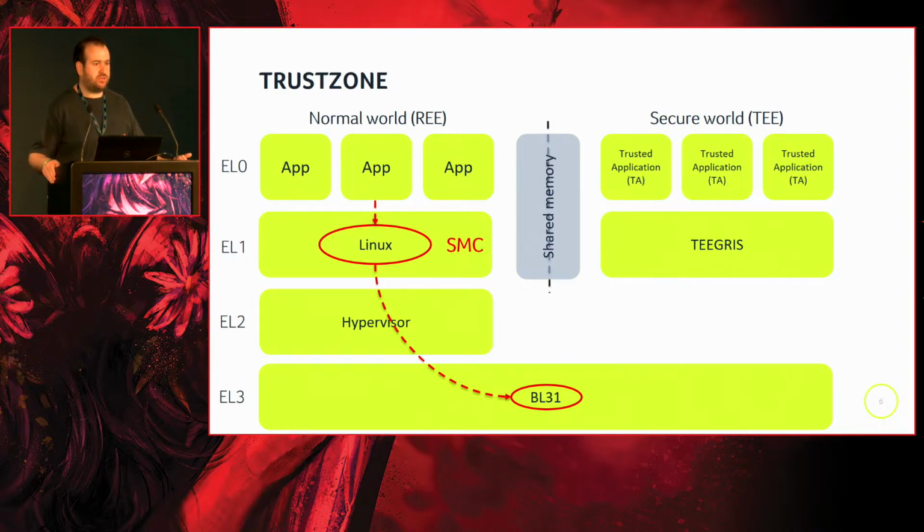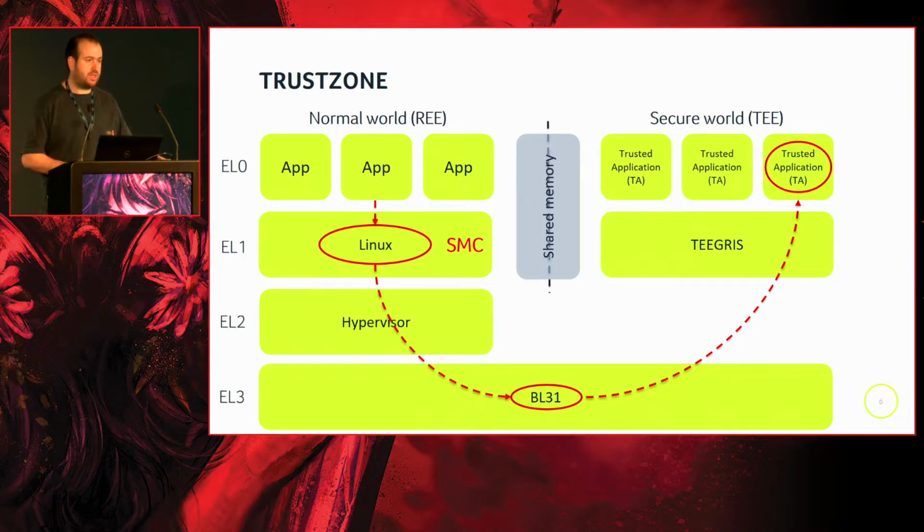This is an instruction that will generate an exception at BL31, so at the EL3 level. And BL31 will then determine the ID that was specified by the app for this SMC call, and it will decide what to do. You can either process it internally, or it can forward it to a trusted application through the TEEGRIS kernel. And the trusted application will then process this and use functionality implemented in the TEEGRIS kernel, and then start to do the inverse path and send the answer back to the application.